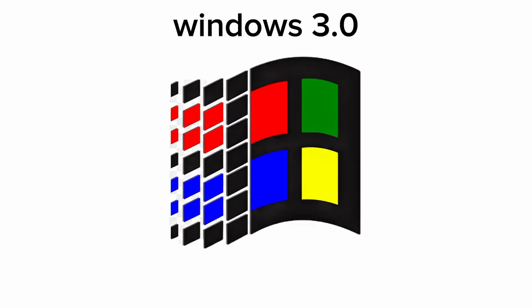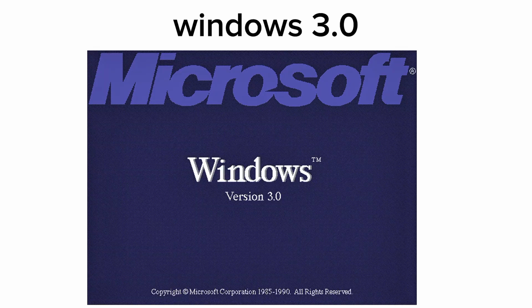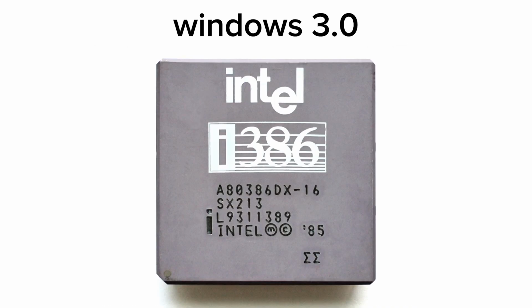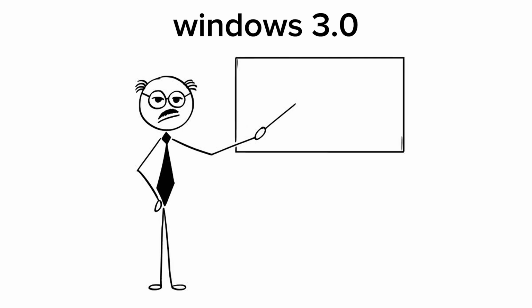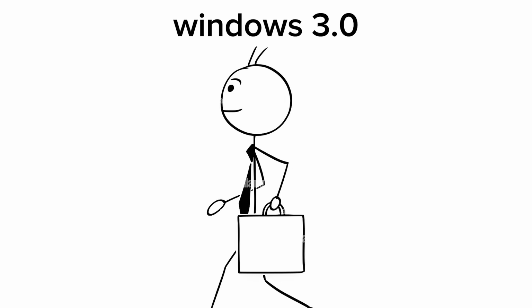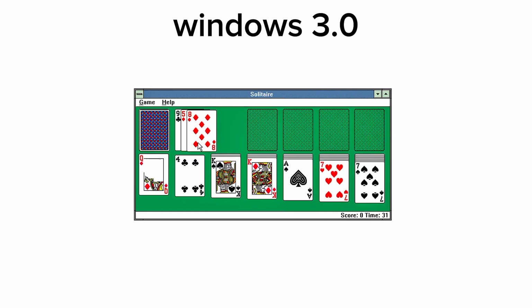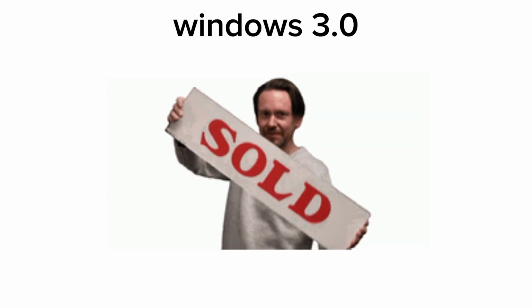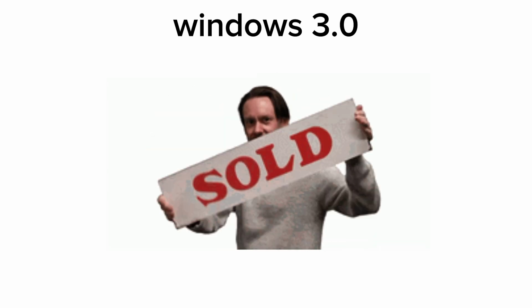Windows 3.0. This was the breakthrough. Windows 3.0 used the improved power of Intel's 386 processors. It brought a cleaner interface, better memory management. The Program Manager became the new way to organize apps. Business users finally took Windows seriously. Games also started appearing. Solitaire was created to teach people how to use a mouse. This version sold millions and made Windows a household name.